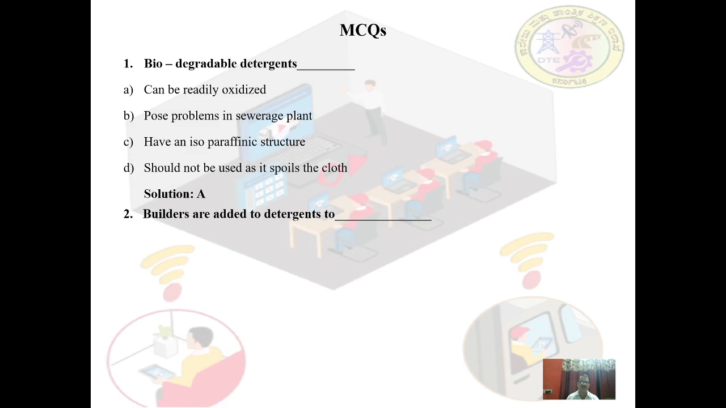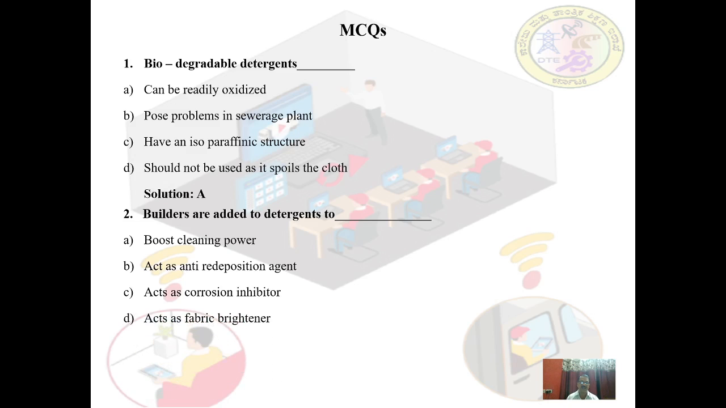Question number 2. Builders are added to the detergent to dash. Option A, boost cleaning power. B, acts as anti-redeposition agent, C acts as corrosion inhibitor, and D acts as fabric brightener. The right answer is option A. It boosts the cleaning power of the detergent.